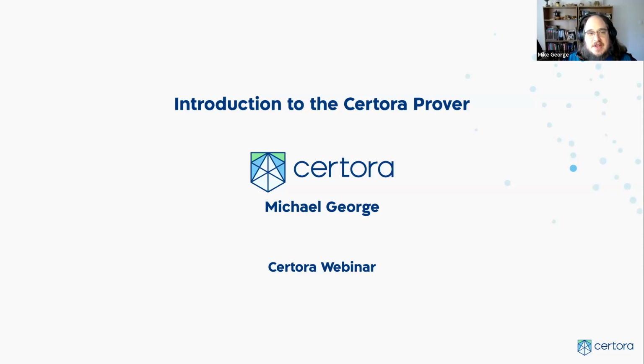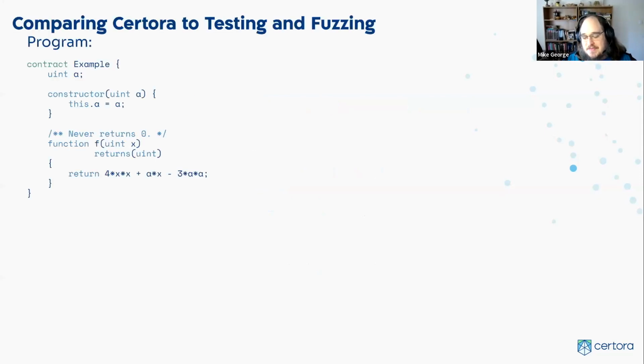I'm going to start with kind of a toy example. It's a bit of a constructed example, but I want to use it to show you how the interface to Certora works and how it's different from something like testing or fuzzing. So let's say we have this contract. I've called it Example. Like I said, it's a contrived example. And there's this interesting function f that takes in an integer x and returns another integer. And it's defined by this formula.